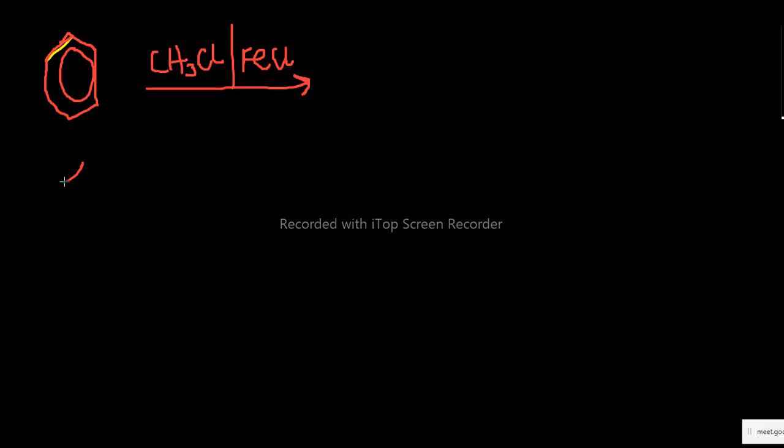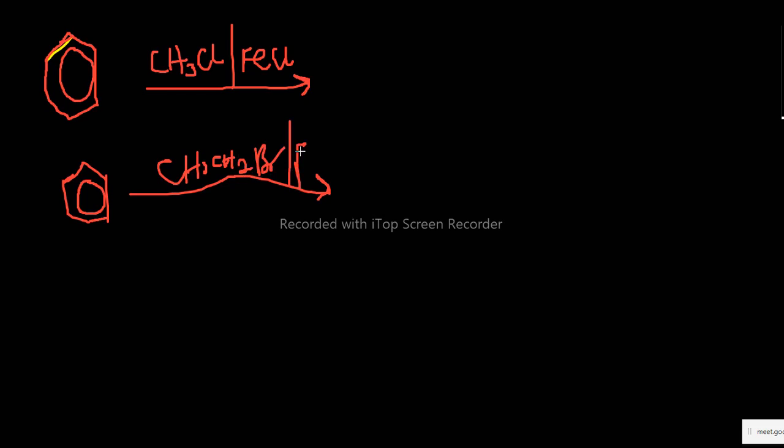Or it can be CH3, I've given you chlorine, but in an exam, if I change and I put the Br, then some people complain that teacher, you've never taught this. So it can be CH3CH2Br in presence of iron 3 bromide. Then we shall form an alkyl benzene.